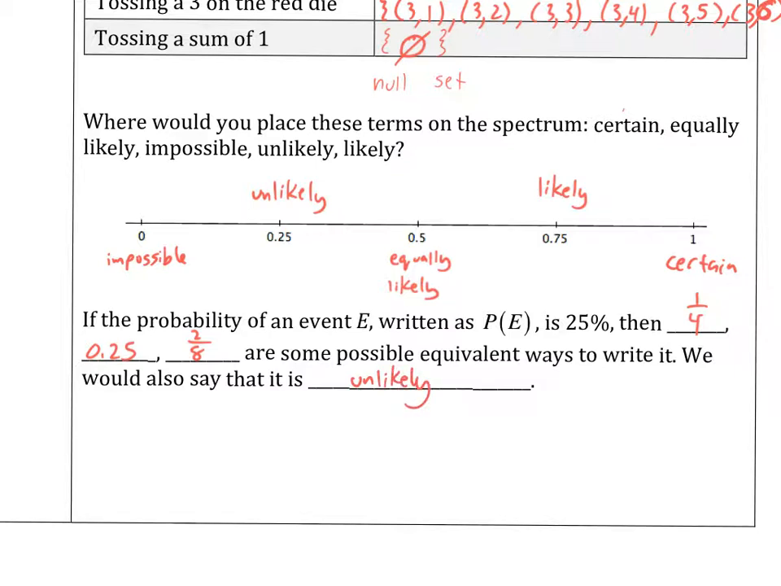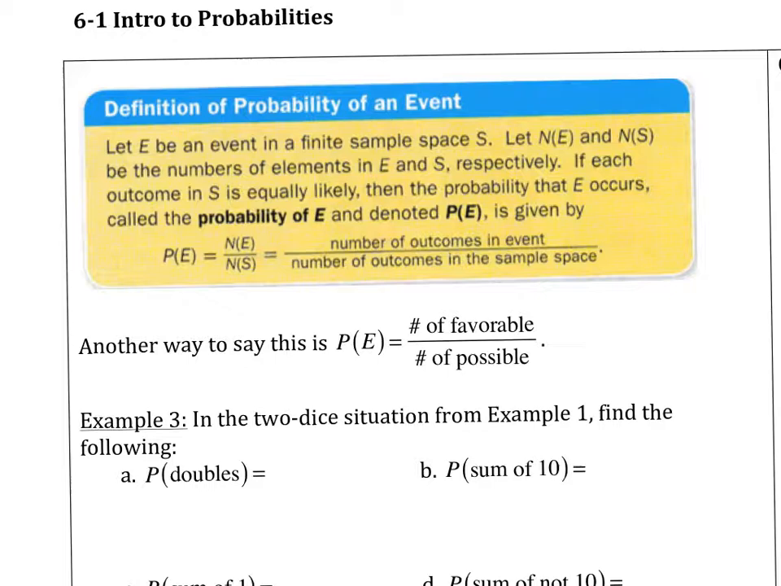And of course, it's on a spectrum, so impossible is 0, but pretty darn impossible would be pretty close to 0. But unlikely would be anything in this region here. Equally likely is almost an exact thing. So likely would be something around here, and certain, high, up there.